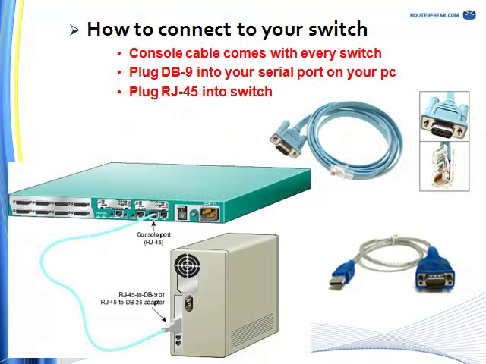So when you first get your switch and you have to configure it, the first thing you're going to need is a console cable. Now every switch comes with a console cable, and it's light blue, with a DB9 on one end and an RJ45 on the other. The RJ45 plugs into the console port on the back of your switch, and then you take the DB9 and plug it in the back of your desktop.